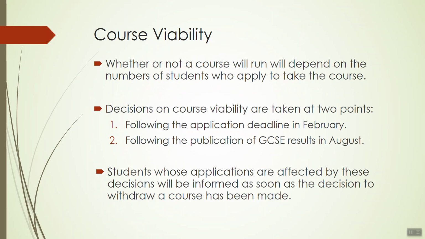On the initial application, there may have been enough students wishing to take the course for us to consider running it. However, if lots of students opting for the course don't get the necessary GCSE results in August and don't come back to the sixth form or don't choose the course, then in rare circumstances we make that decision in August. If you end up being affected by that at either of those points, then we will contact you as soon as we can so that you have an opportunity to reconsider what else you can choose.